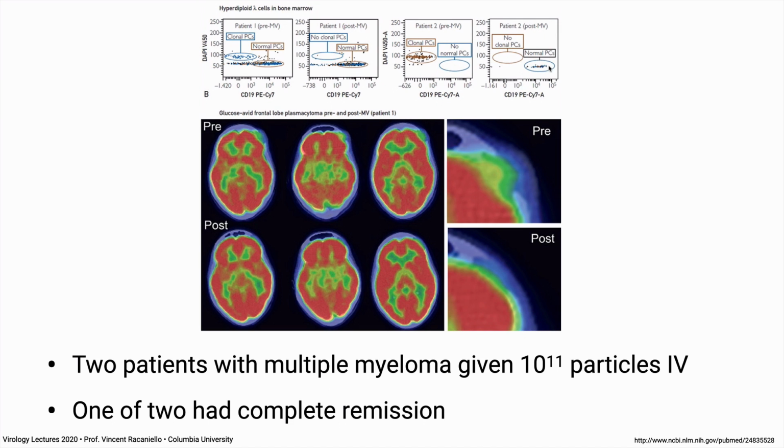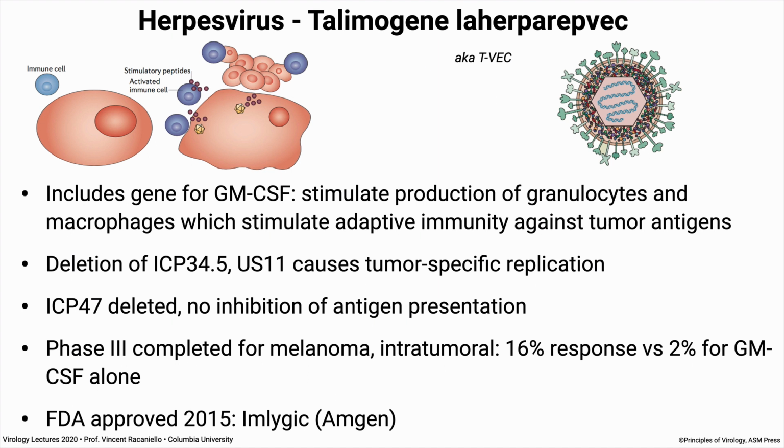After treatment, no more clonal PCs, and the normal ones were returning. And one of these patients had complete remission. And these are brain scans of one of these patients. You can see pre-treatment had a mass on the skull here. It's a myeloma. And post-treatment, it's gone. So the virus got in and destroyed it. So this is being explored as well.